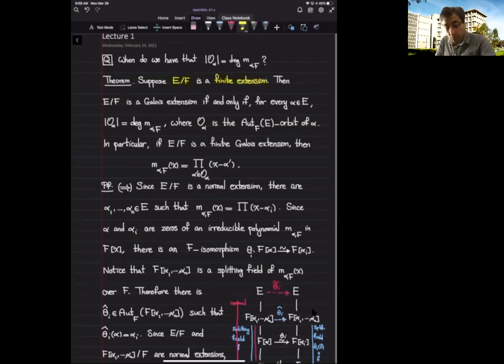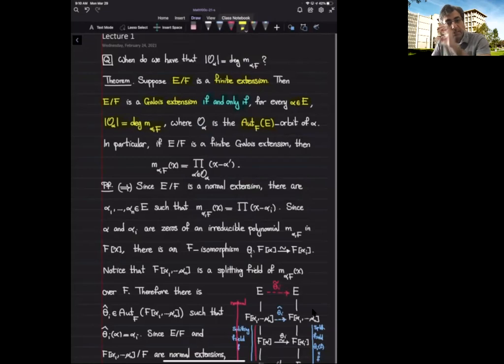Then this field extension is a Galois extension if and only if, precisely when, the equality holds. For every alpha inside E, the number of elements inside the orbit of alpha under the action of the F automorphisms of E is precisely the degree of the minimal polynomial of alpha over the base field F.